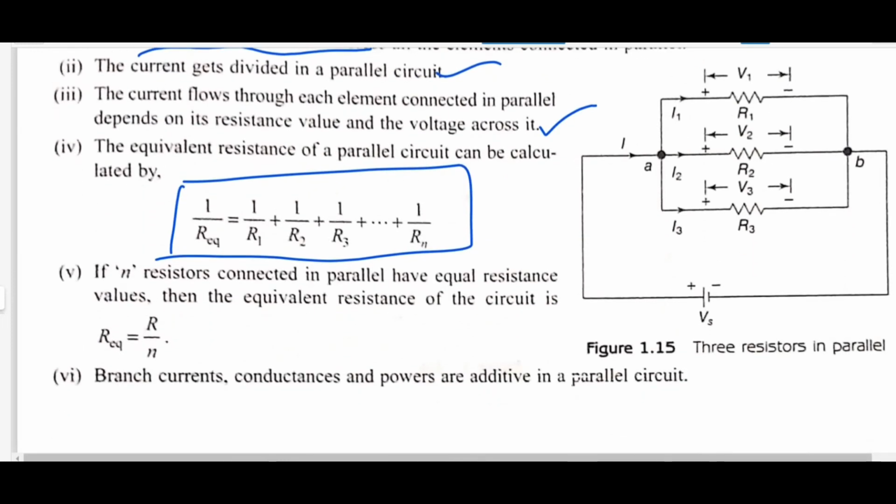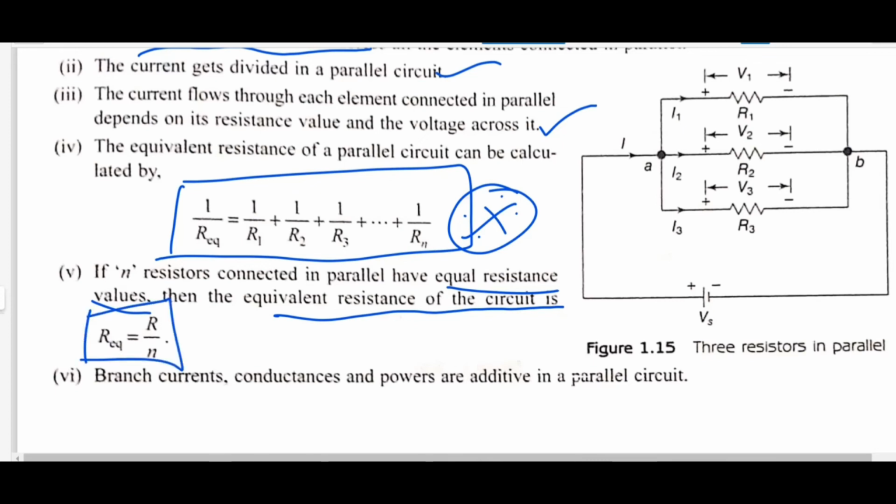If n resistors connected in parallel have unequal values, then this formula holds good. If n resistors are connected but all the resistors carry the same value, then this formula is applicable: R equivalent equals R by n. Then the last point: the branch current, conductance and paths are additive in a parallel circuit.